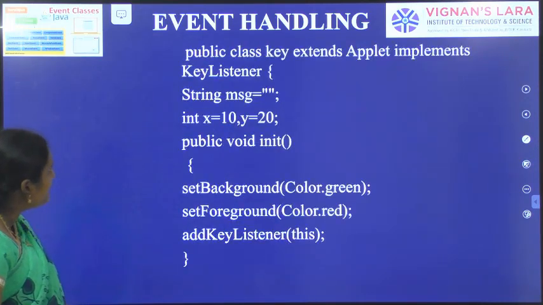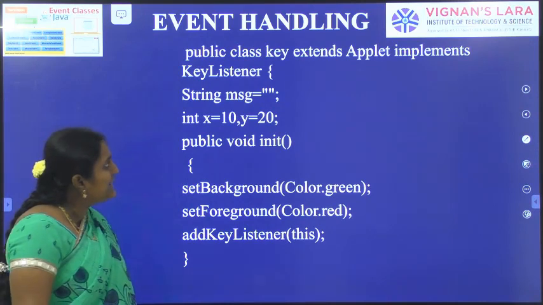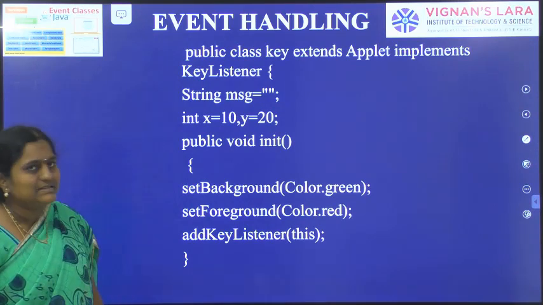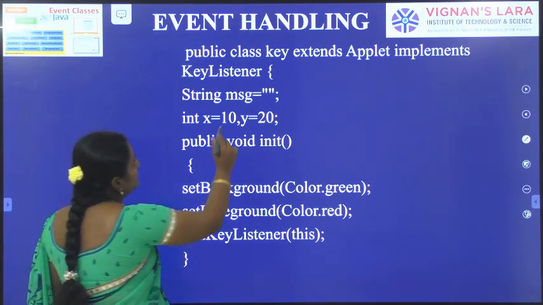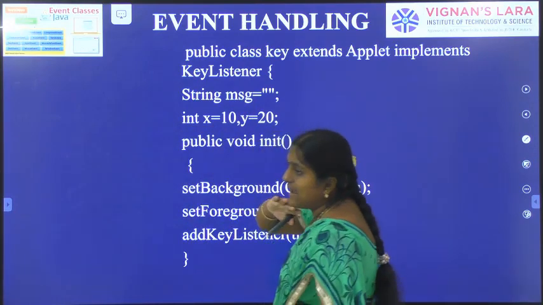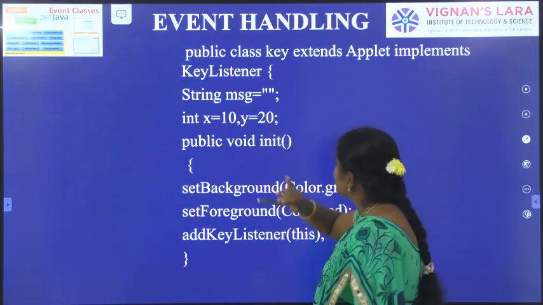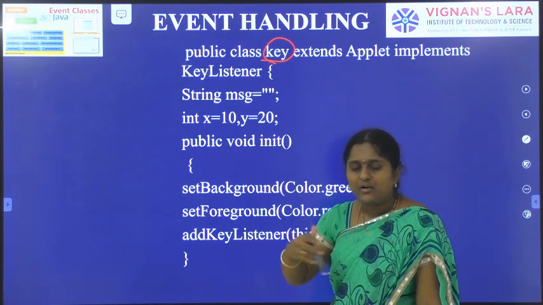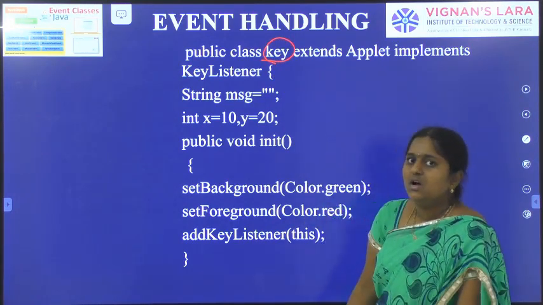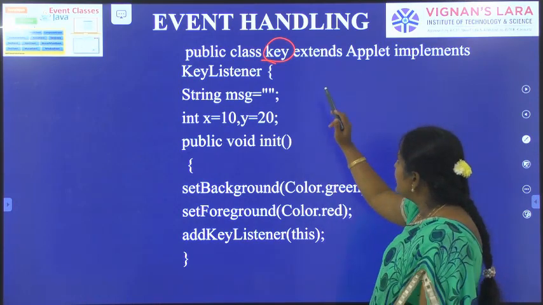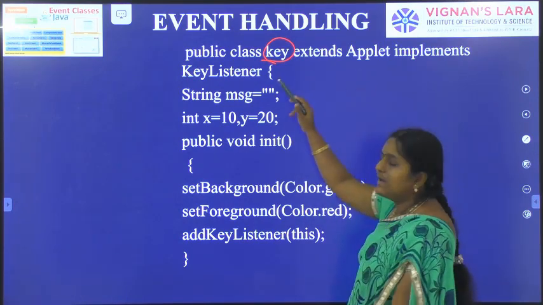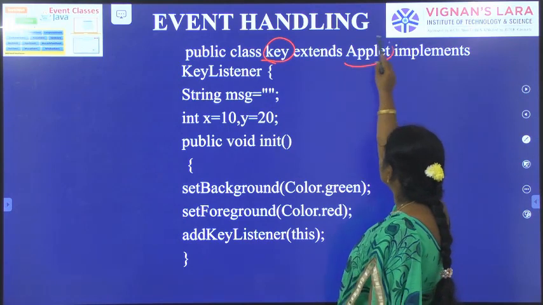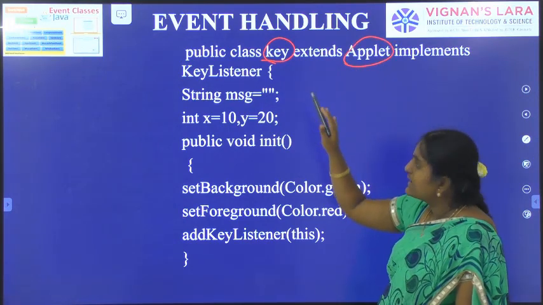Next, continuation of the program. Here: public class key extends Applet implements KeyListener. So our class is public. Whenever we want to develop applet based applications, we extend the Applet class, and our class is the subclass of Applet class. I already told you in the previous program, the mouse events program. So here key is the subclass of Applet class, and then all the default behaviors of the Applet class are applicable in our key class.